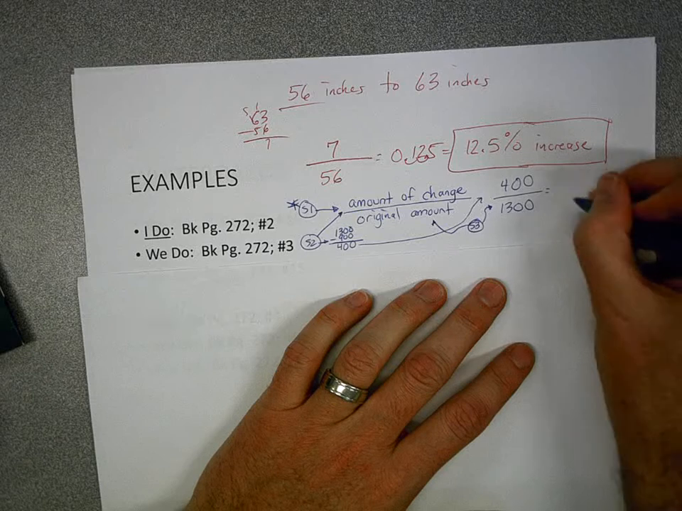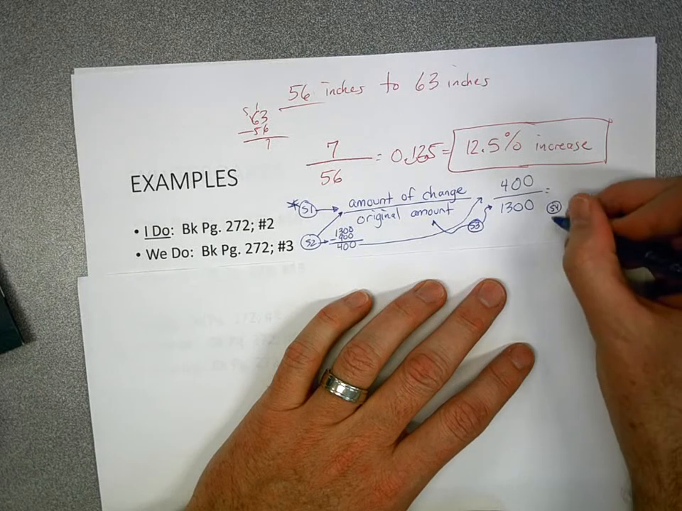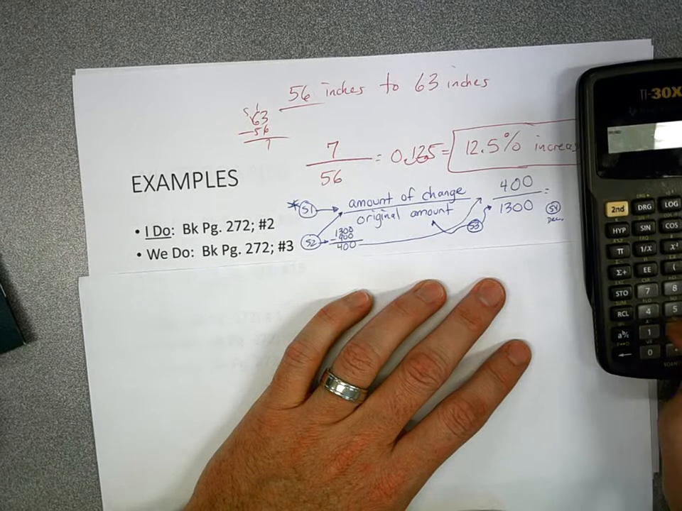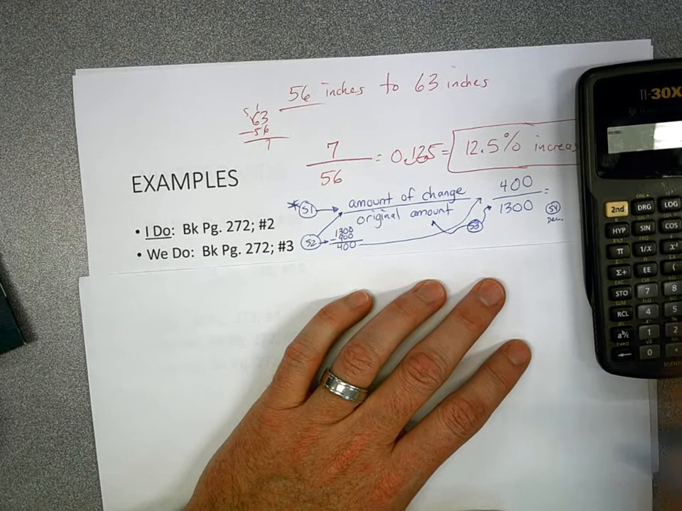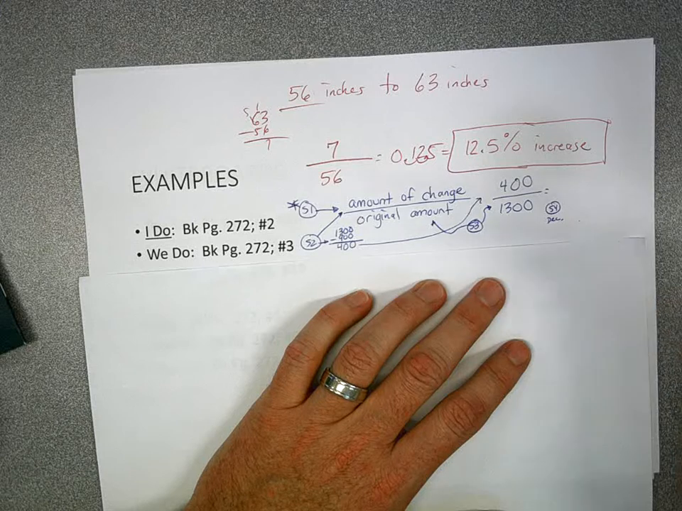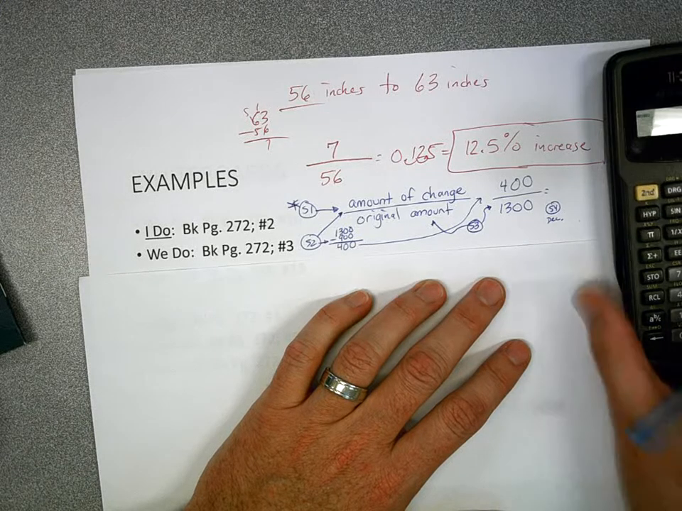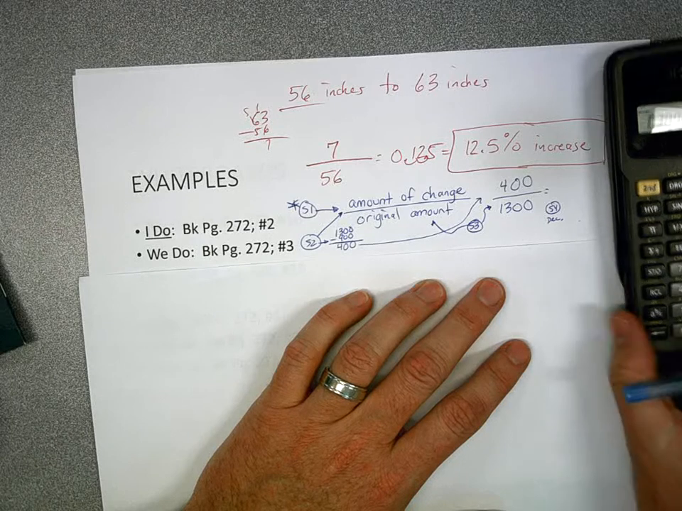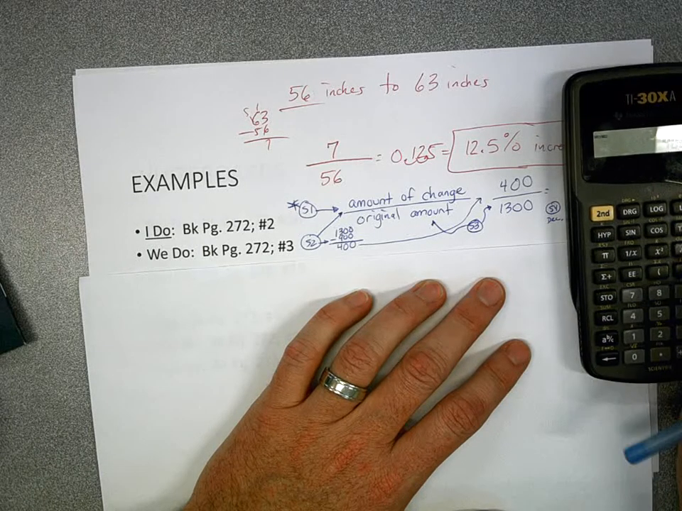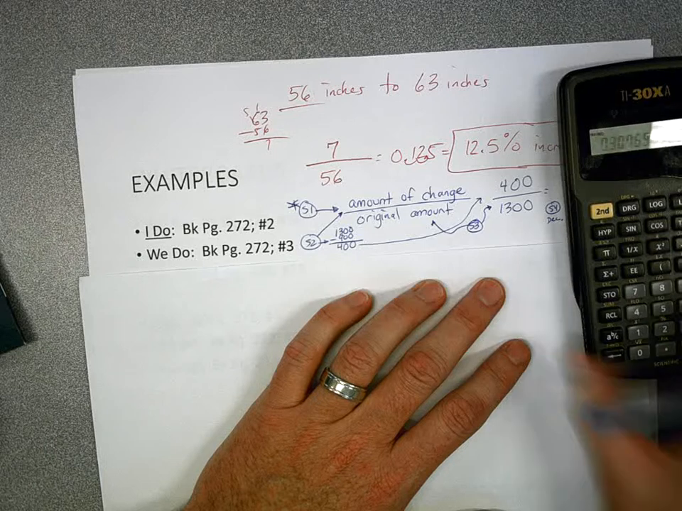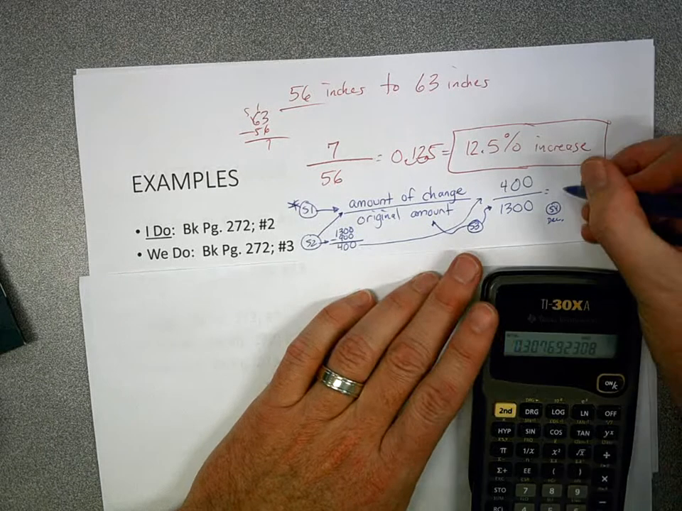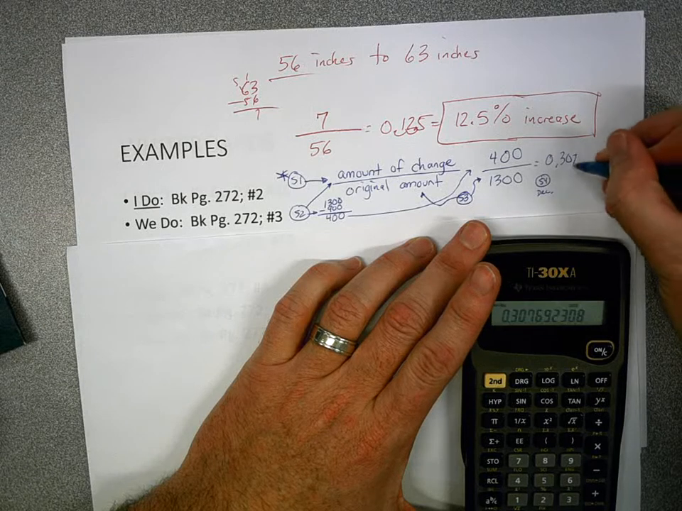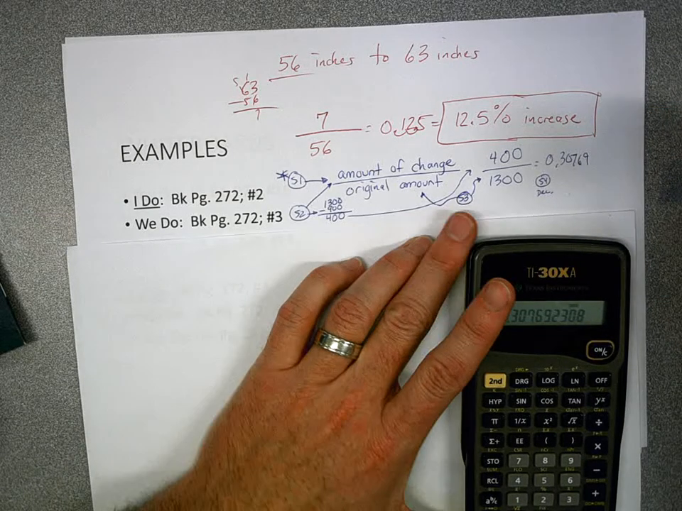Okay, now step 4, I'm going to use a calculator to convert it to a decimal. So just put 400. Now listen, if you want to use a fraction form to change it to a percent, feel free. But I'm going to put 400 divided by 1,300 equals, and yep, these are correct. So my decimal is 0.30769, and it keeps going. But remember, I'm going to round.